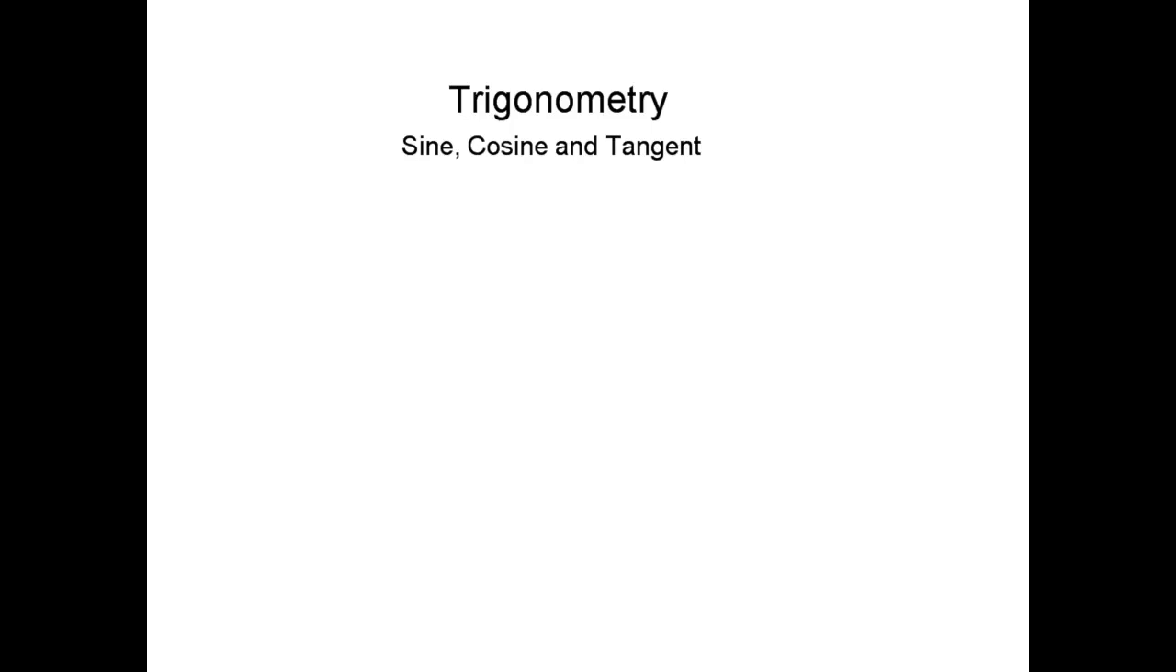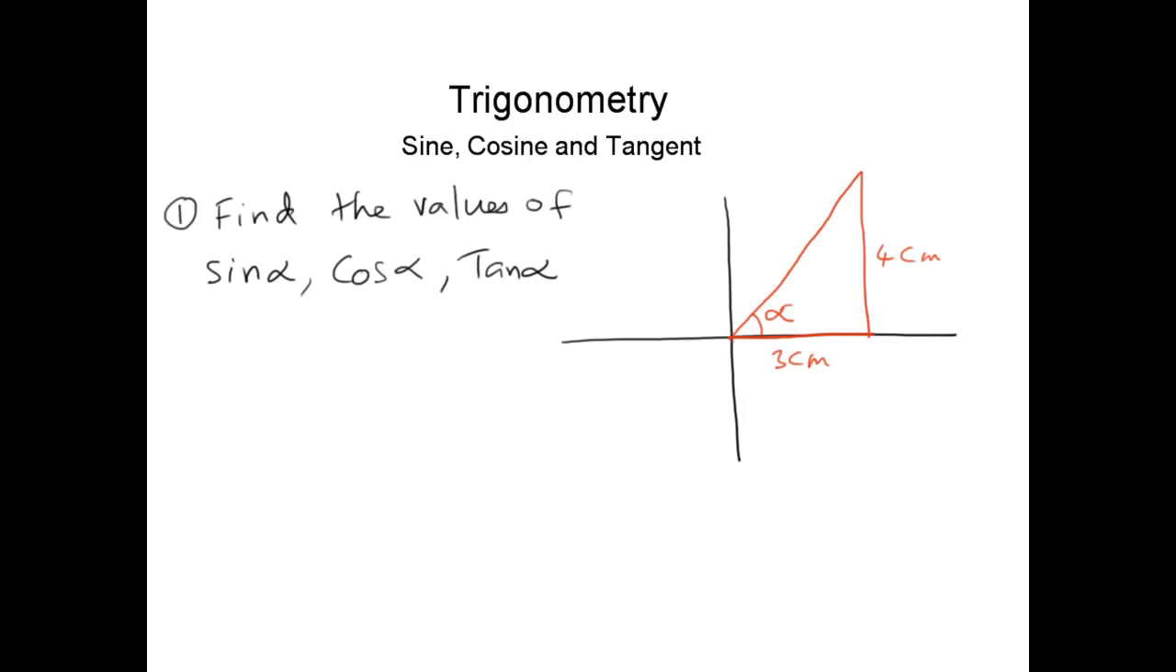Let's do some practice questions on the sine, cosine, and tan. Here's a question. Here is a line which makes an angle alpha with the x-axis, and then a right angle triangle drawn with a right angle here. You have 3 centimeters on the base, 4 centimeters on the height. So the question is to find sine alpha, cos alpha, tan alpha.